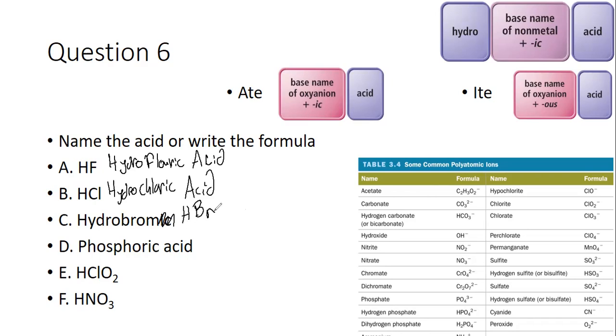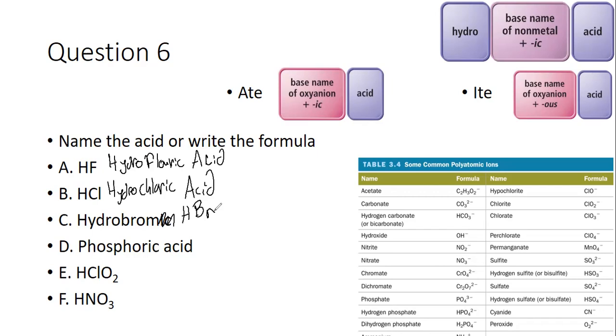All right, our next acid, phosphoric acid. Okay, so the way to handle this is there's no hydro in front of it. Since there's no hydro, then it's not a binary acid. You know it's a polyatomic acid. And we have to figure out which polyatomic acid it is.